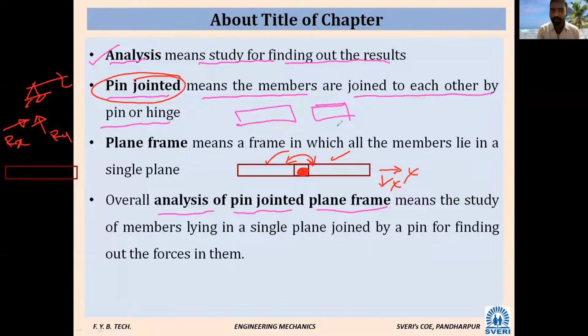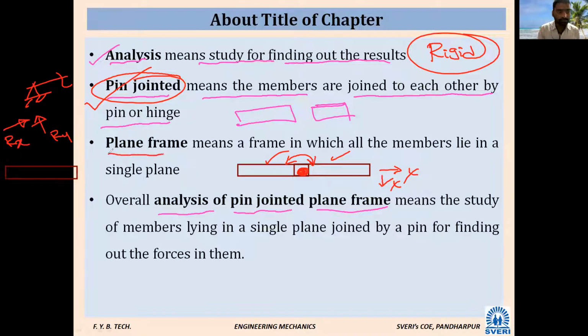That is which type of joint? That is not a pin joint. That is rigid joint. Are you getting the difference between the pin joint and rigid joint? Yes, sir. So now in this chapter we are studying purely pin jointed structure. When you come to higher study, in that case you will study rigid jointed structure.